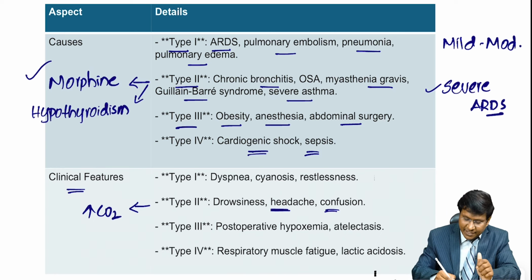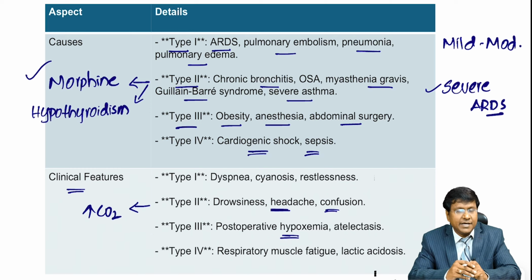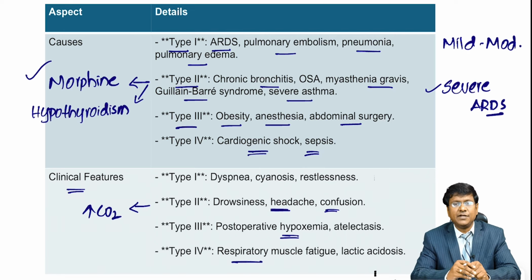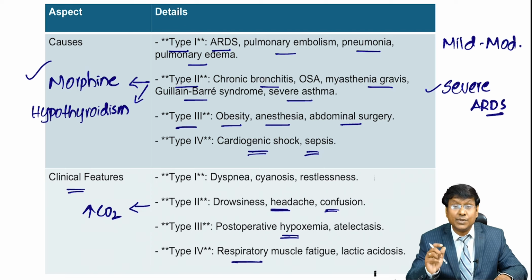Whereas in type 3 respiratory failure, there is postoperative hypoxemia, and there is also atelectasis. In type 4 respiratory failure, there is respiratory muscle fatigue, and there will also be lactic acidosis. And why is that? That is due to cardiogenic shock and decreased respiratory muscle perfusion. So these will be the clinical features.